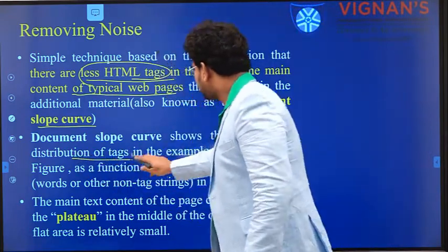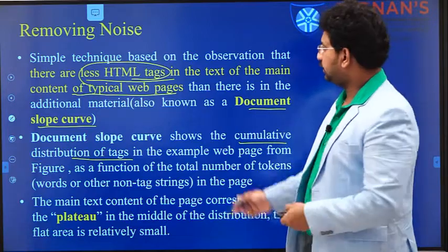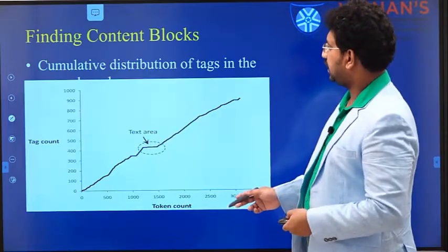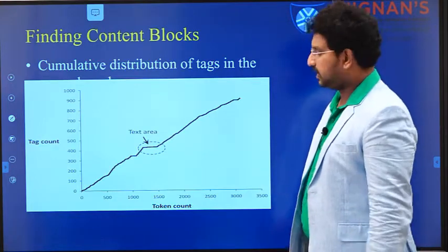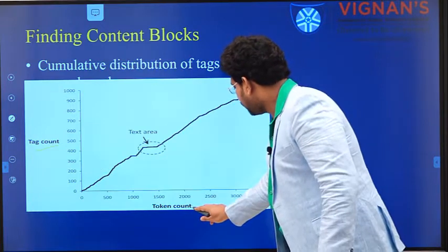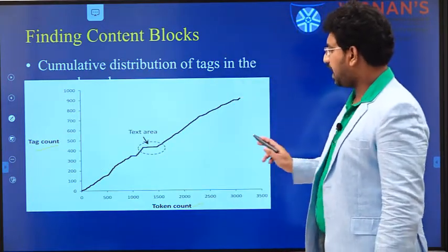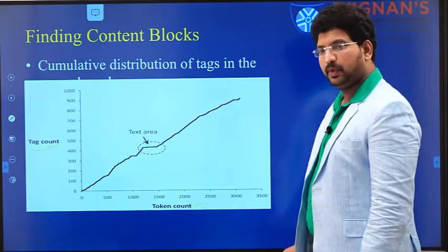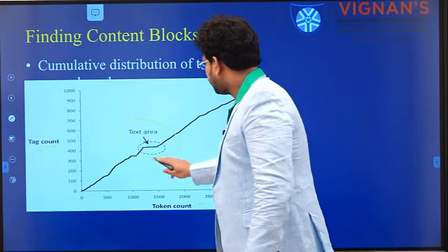Cumulative distribution of the tags in the example web page. From the figure, we can see the cumulative distribution of the tags, depicting very clearly the tag count on the y-axis and the token count here. You are able to observe how the tags and the token counts are distributed, and this is the text area representing part of this.